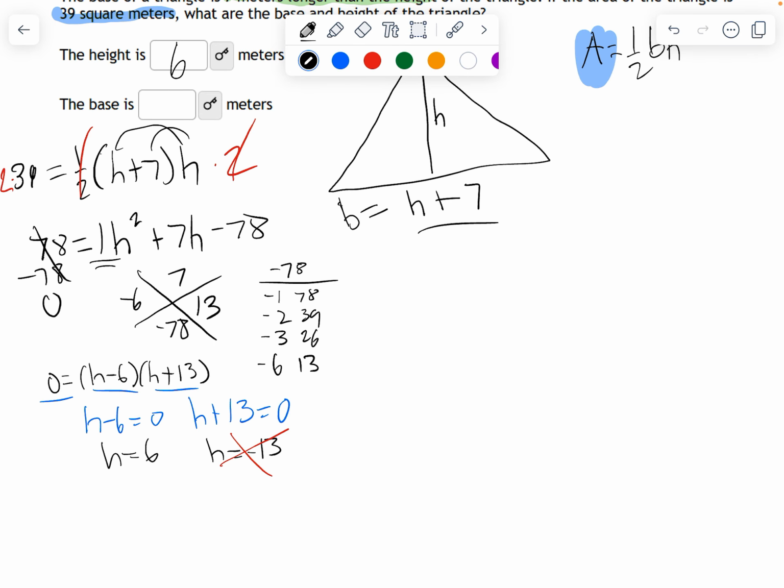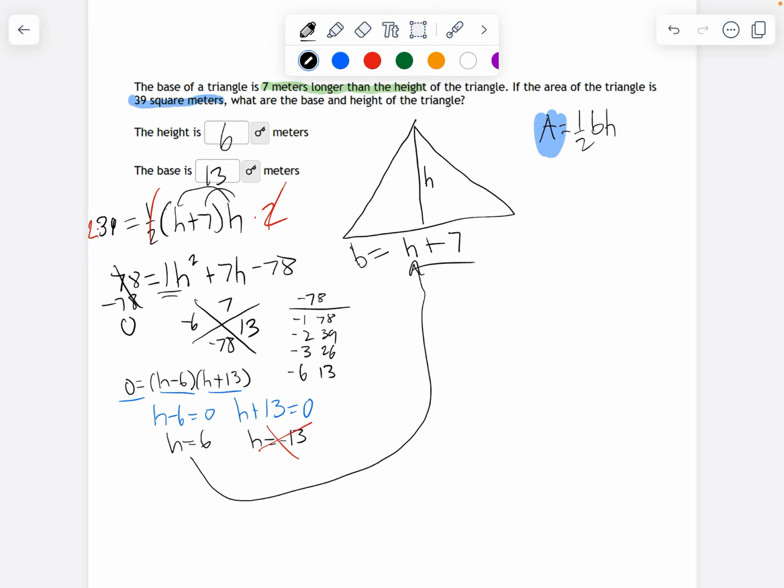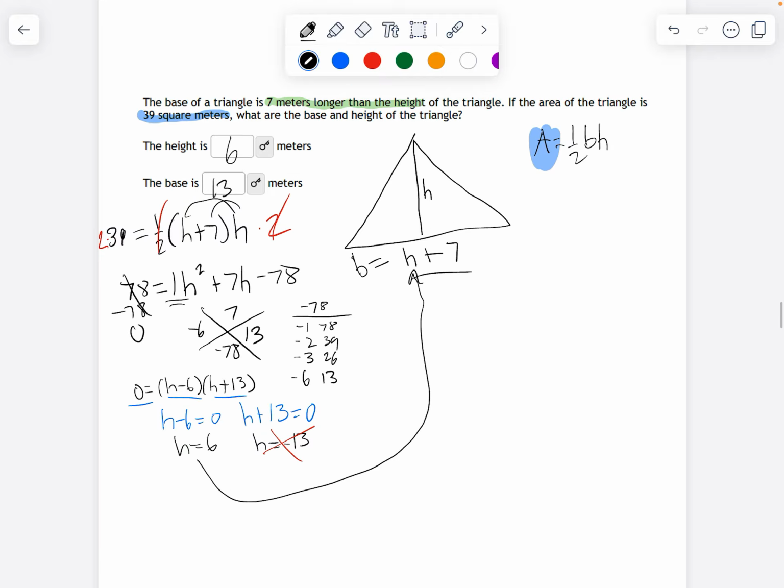Now we need to know the base. I happen to know the equation of the base is the height plus 7. Oh, look, positive 13, because 6 plus 7 gives me 13. And that's it. That is the height and base of a triangle, knowing its area and the relationship between base and height.